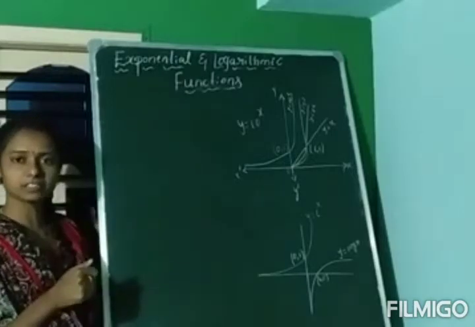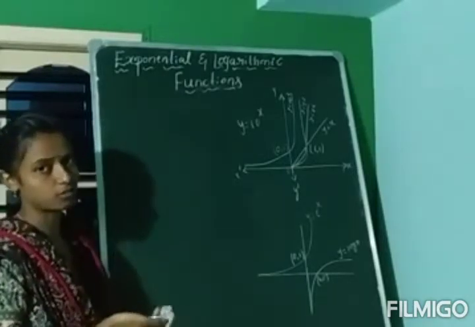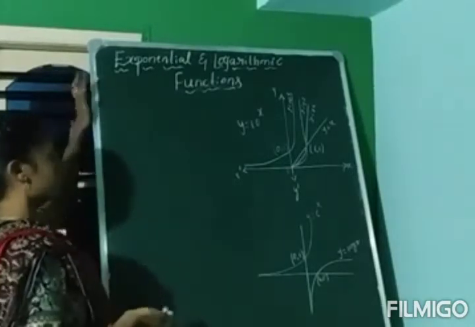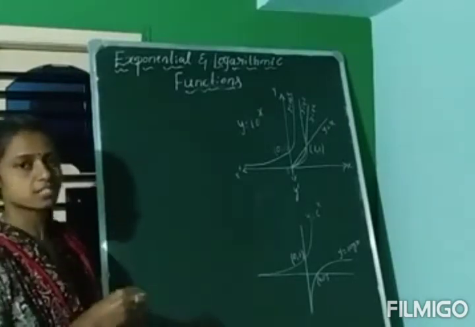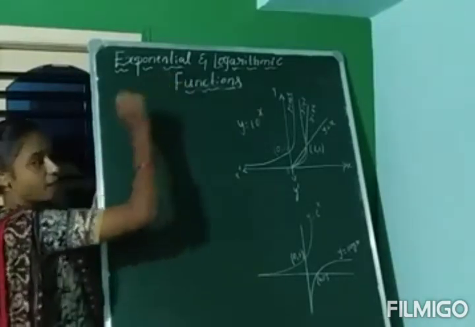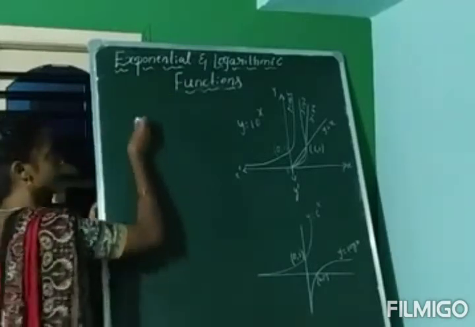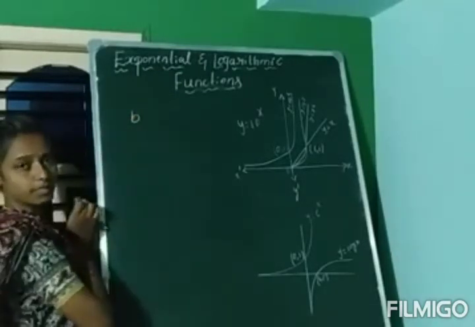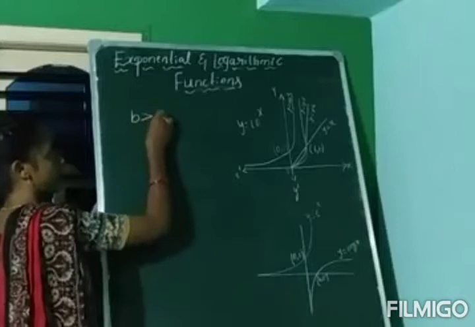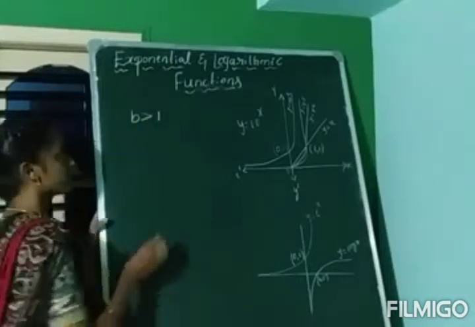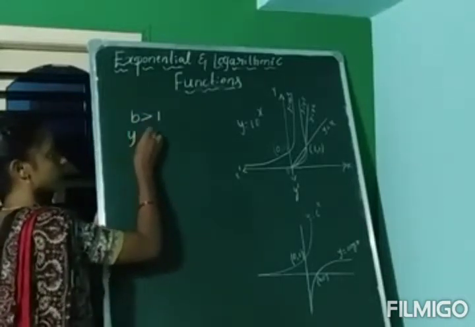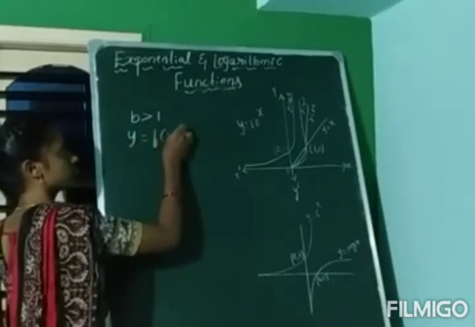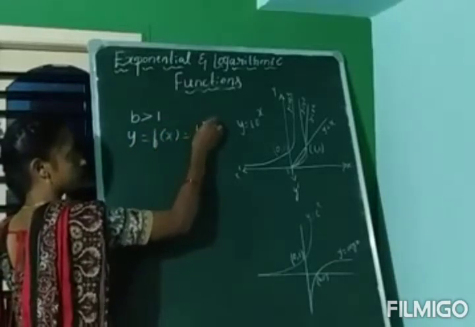and logarithmic functions, and these two are quite interesting also. So we can define the exponential function first. An exponential function is one with a positive base. I'll take it as b, which is greater than 1. It is a positive one. It is a function y = f(x) = b^x.